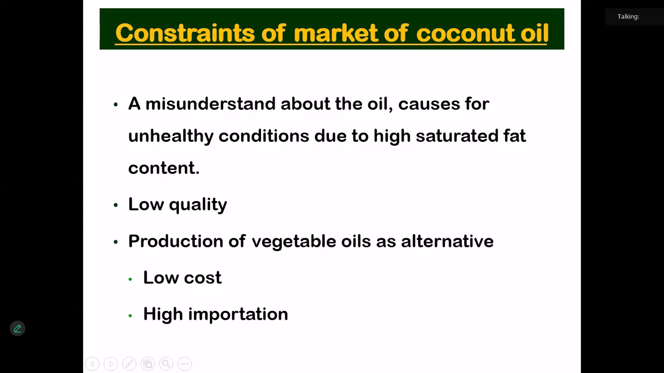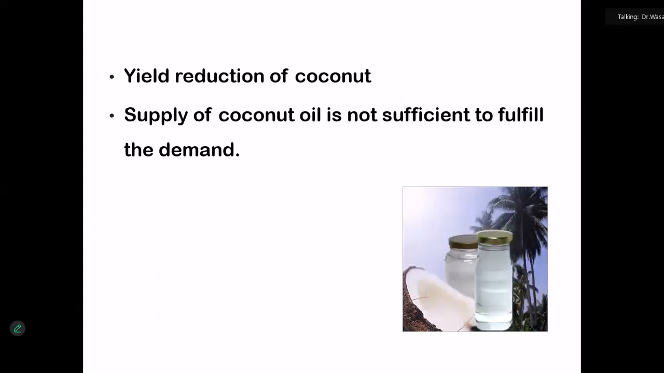So, production of vegetable oil as an alternative, soybean and so on, low cost. The main problem in Sri Lanka is that we don't have enough coconut to produce coconut oil, because of yield reduction of coconut. That is the actual story, and that is why vegetable oils have invaded. Supply of coconut oil is not sufficient to fulfill the demand. That's the main reason.